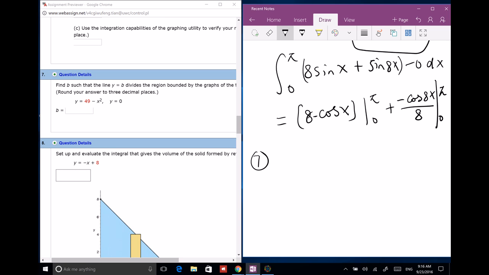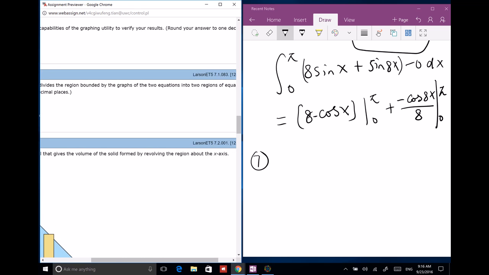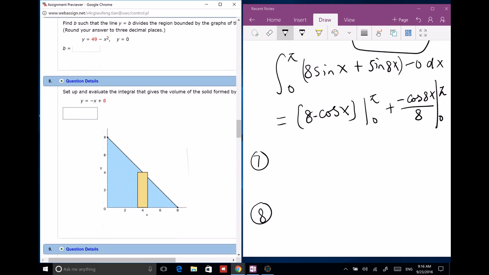Number 7, find b such that the region bounded by the two equations is divided into two equal areas. Okay, we did this one in the previous class. Do you remember? Not the previous class, I mean last Friday. We did this one. Go to your notes. Go back and check your notes again. Last Friday before we finished the class, we did this example.